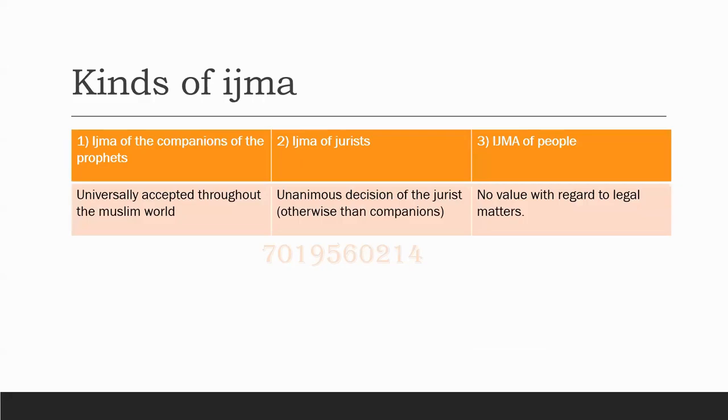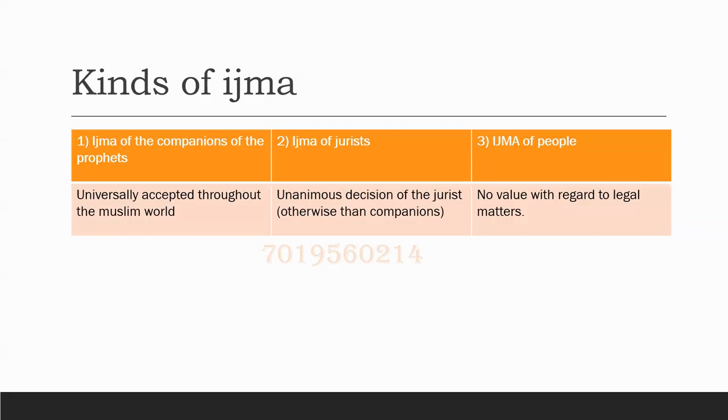And then we have categories of ijma. Ijma is categorized into three. Sorry, it's not two, it's 3. One is ijma of the companions of the Prophet. It's universally accepted throughout the world. And ijma of jurists, yes, decisions given by the jurists. Third is ijma of people.